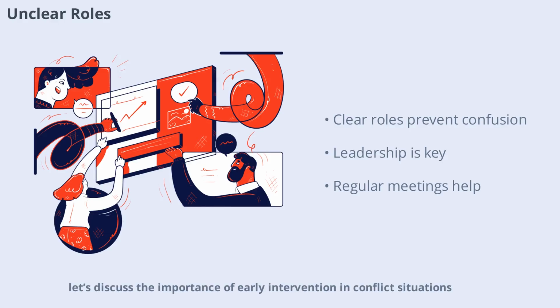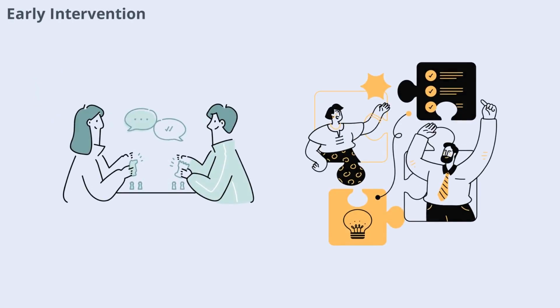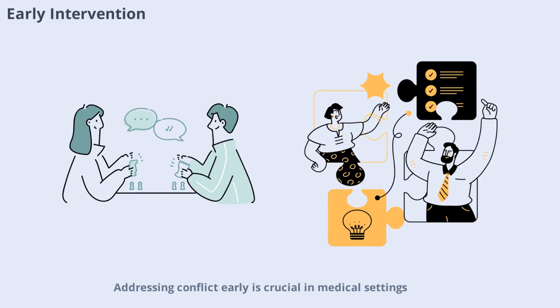Next, let's discuss the importance of early intervention in conflict situations. Addressing conflict early is crucial in medical settings. When issues are ignored, they tend to grow and become more difficult to resolve. Early intervention means recognizing signs of conflict, such as tension or changes in communication, and taking steps to address them promptly. This might involve a private conversation, mediation, or involving a supervisor. By acting quickly, teams can prevent small disagreements from escalating into major problems.